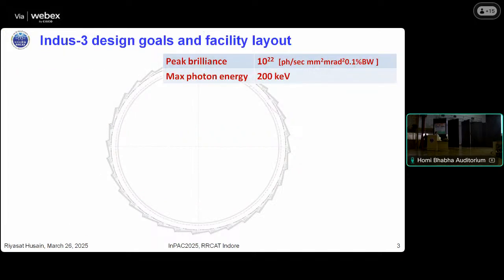As far as the design goal is concerned, we have the requirement of generating photons with peak brilliance of 10 to the power 22 in standard units, and the maximum photon energy which should be available is up to 200 keV from advanced insertion devices. More on these parameters and the science will be covered in a talk by Dr. Tapas Ganguly on March 28.